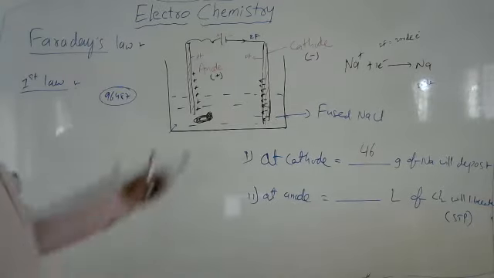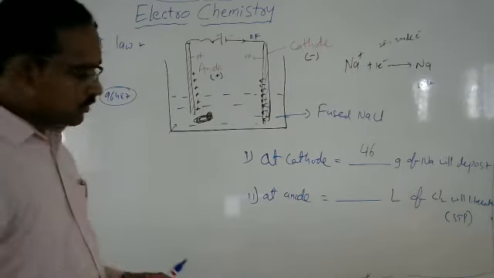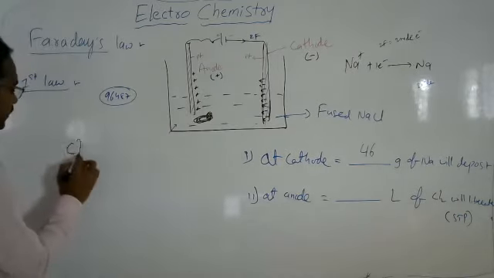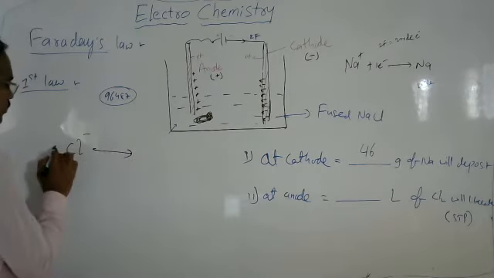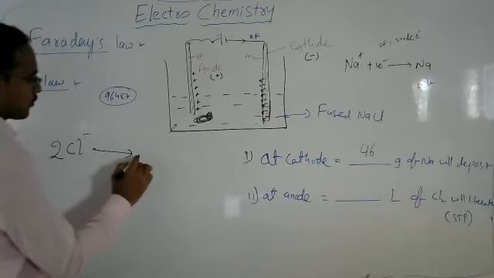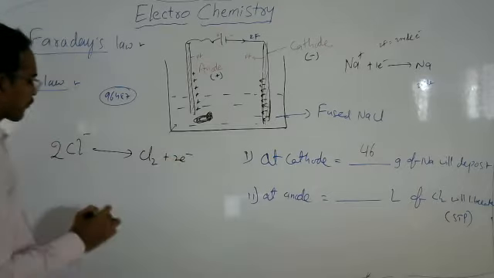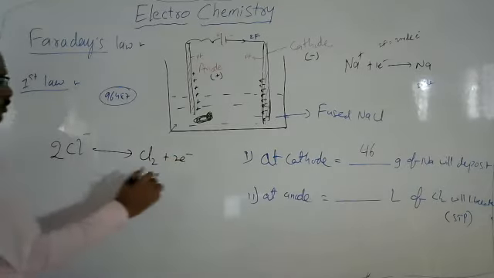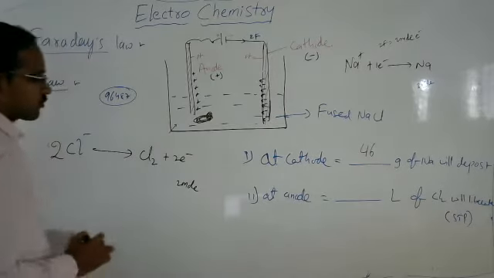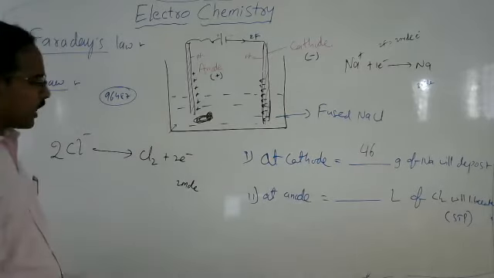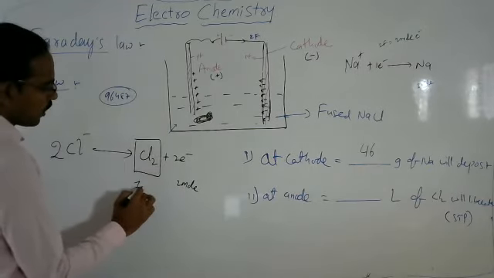See here, 2 faraday means 2 moles of electrons are exchanging. Because when Cl minus loses electrons, 2 Cl minus gives Cl2 and 2 electrons. If 2 moles of electrons are involved, how many moles of chlorine are forming? 1 mole of chlorine is forming.